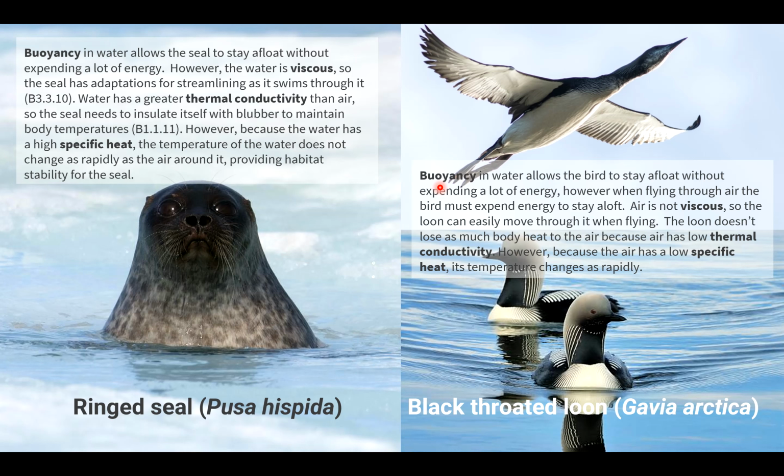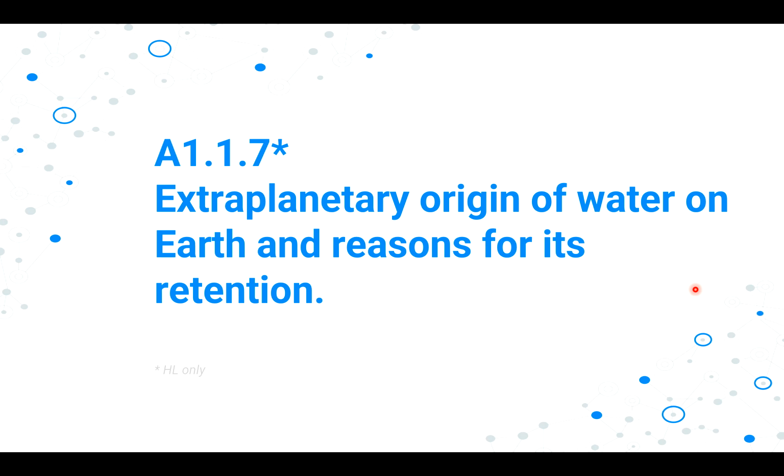The black-throated loon, again, has similar conditions. Buoyancy in water allows the bird to stay floating without expending lots of energy. However, when flying through air, the bird must expend energy to stay aloft. And air is not viscous, so the loon can easily move through it when flying. What you will find is that the loon doesn't lose much heat to the air because air has low thermal conductivity. However, because air has a low specific heat, its temperature changes rapidly.